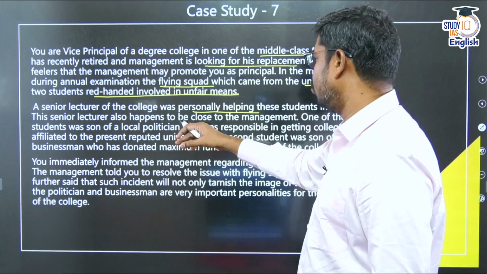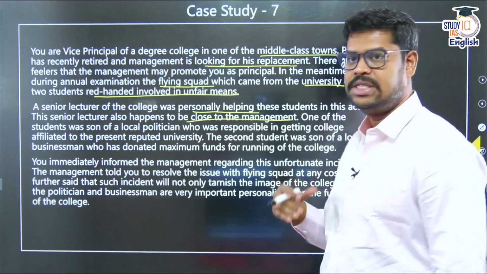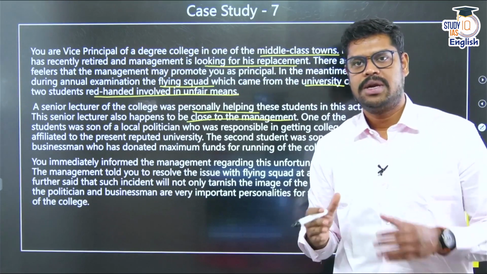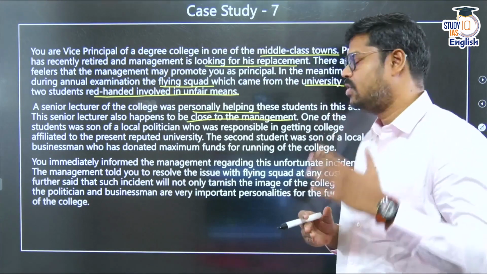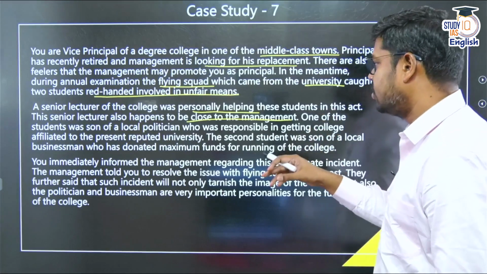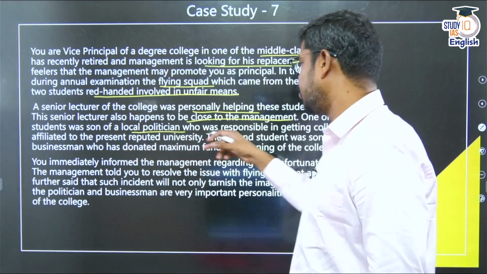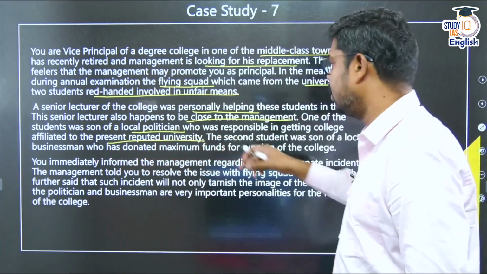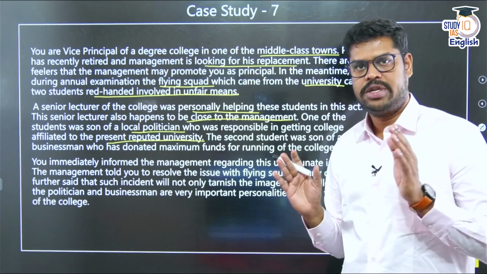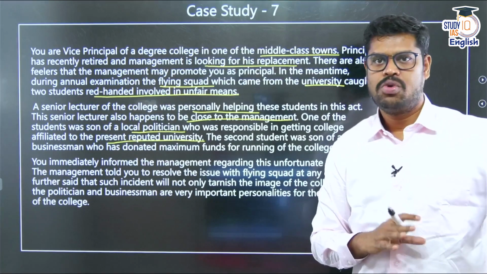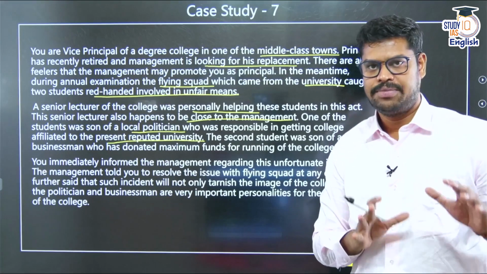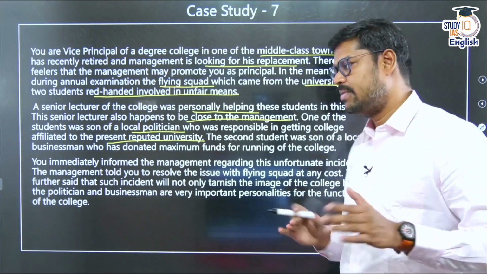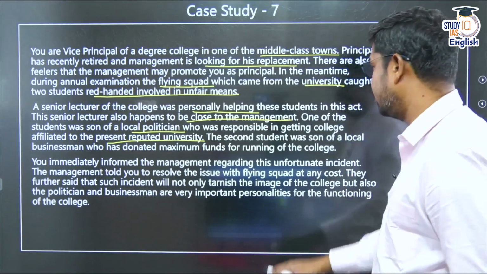The senior lecturer also happens to be close to the management, so that is even more unfortunate, because now the vice principal has to act in this matter, but the senior lecturer is close to the management of the college. One of the students was the son of a local politician who was responsible for getting the college affiliated to the present reputed university. So yes, the local politician has helped, but his son is involved in the unfair practice. Can the management let it go because of the help done by the politician? That is the crux of this ethical issue.